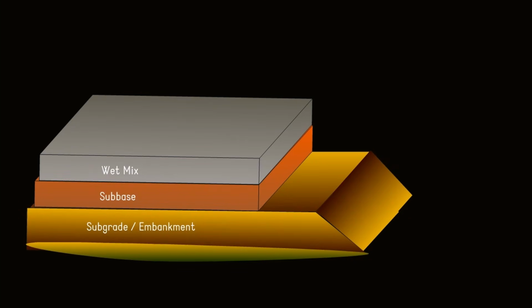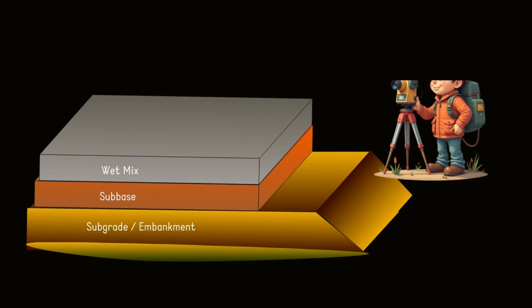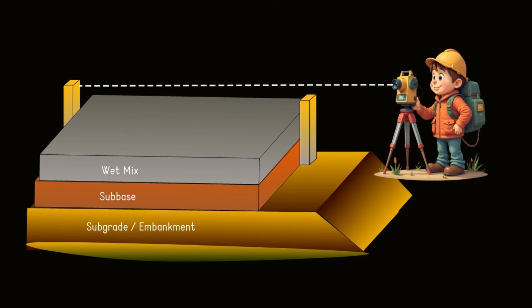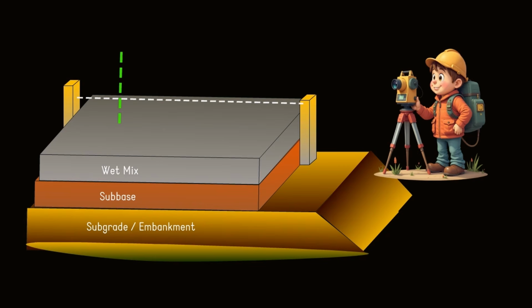Similar to subbase, surveyors shall fix control pegs at intervals of 10 meters on both sides of the bed, and the same procedure shall be repeated to control the width and thickness of the pavement. The level of the finished layer shall not vary from the project design level for that particular layer. The tolerance for surface levels of wet mix shall be within plus or minus 10 millimeters.